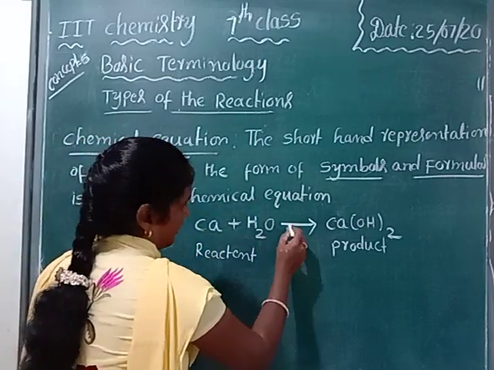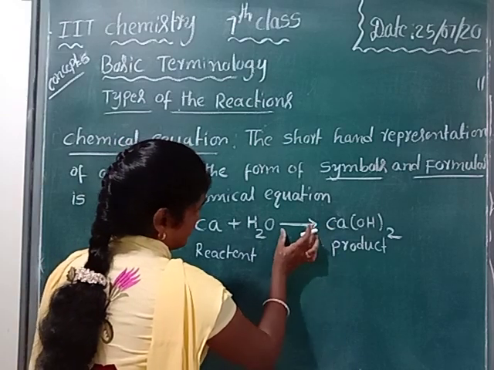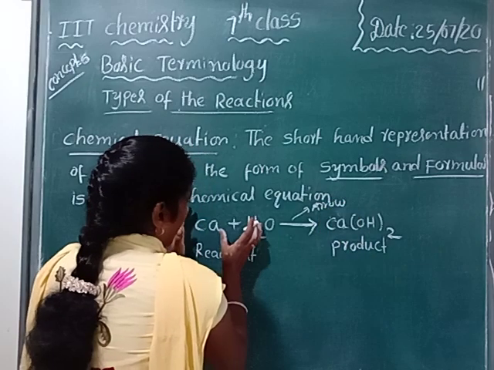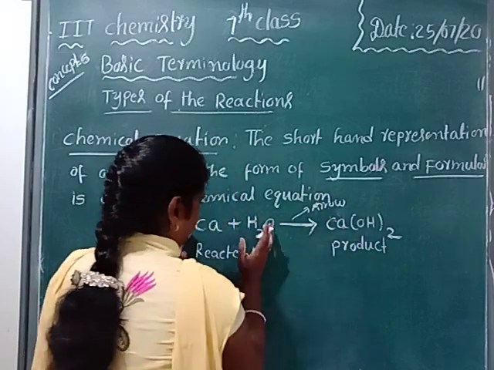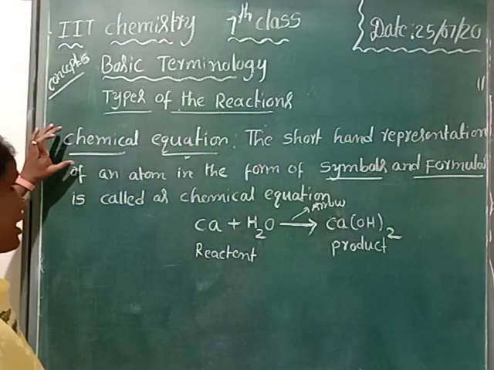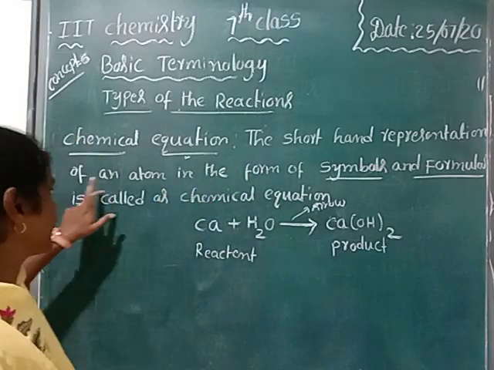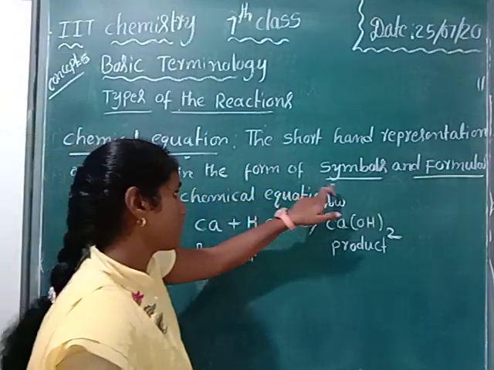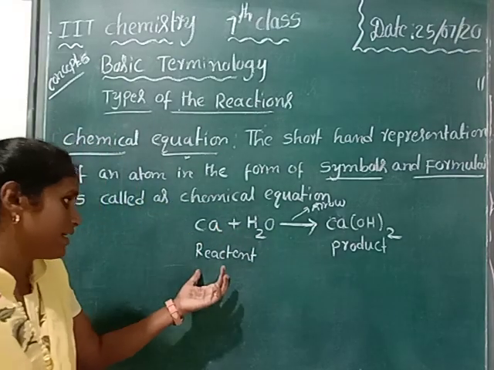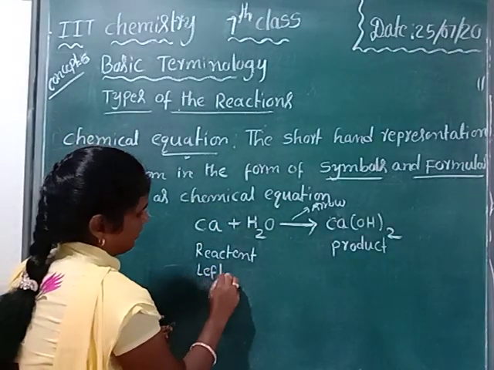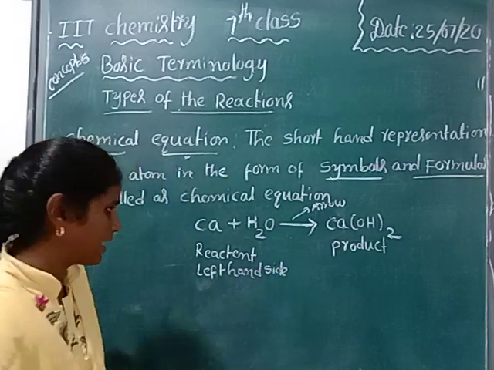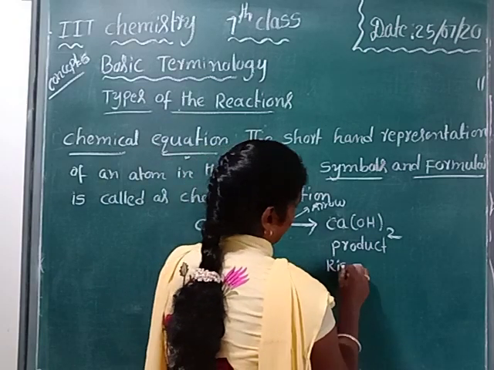Between reactant and product, this is the arrow. After the reaction, the product is formed. What is a chemical equation? The shorthand representation of a reaction in the form of symbols and formulas is called a chemical equation. So here the left-hand side is called the reactant and the right-hand side is called the product.